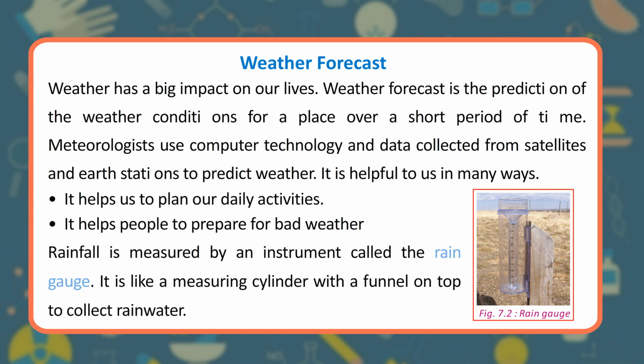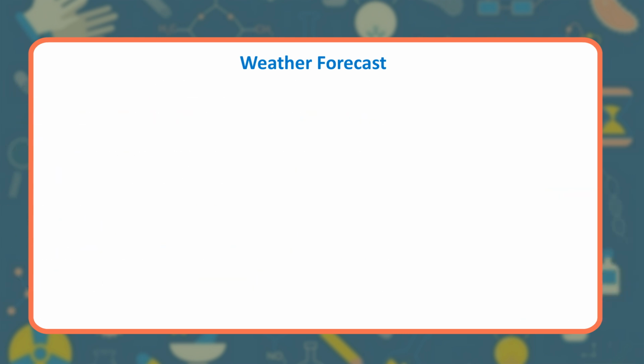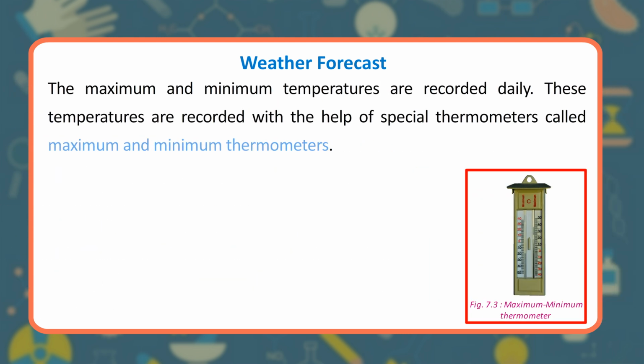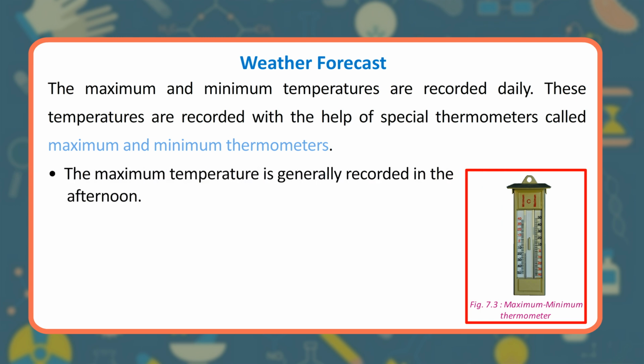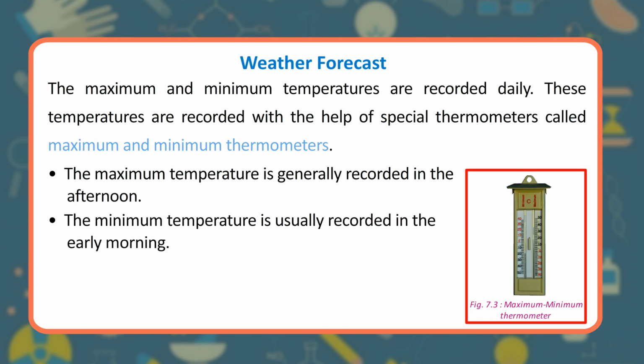Rainfall is measured by an instrument called the rain gauge. It is like a measuring cylinder with a funnel on top to collect rainwater. The maximum and minimum temperatures are recorded daily. These temperatures are recorded with the help of special thermometers called maximum and minimum thermometers. The maximum temperature is generally recorded in the afternoon. The minimum temperature is usually recorded in the early morning.